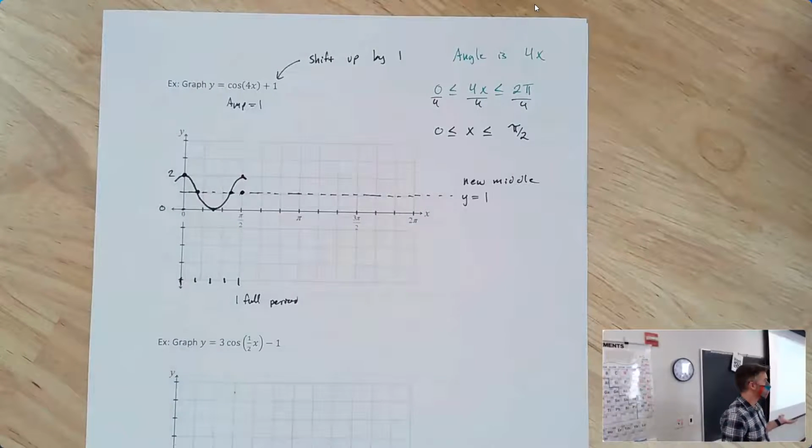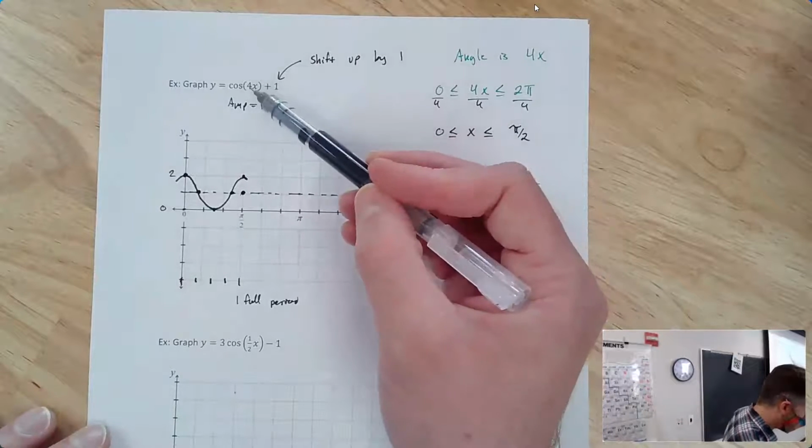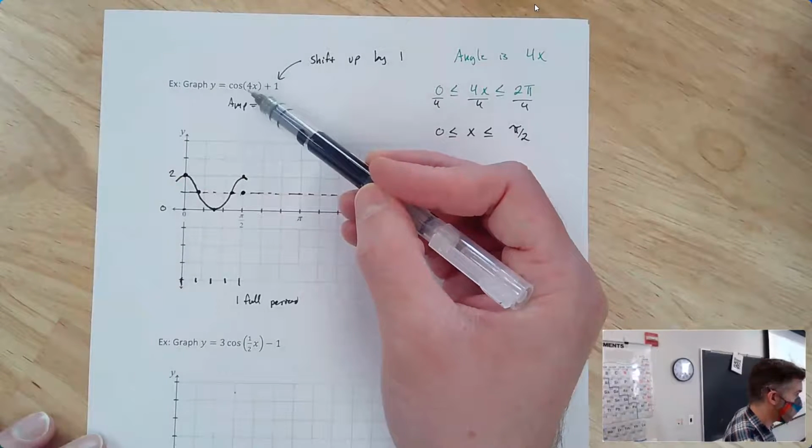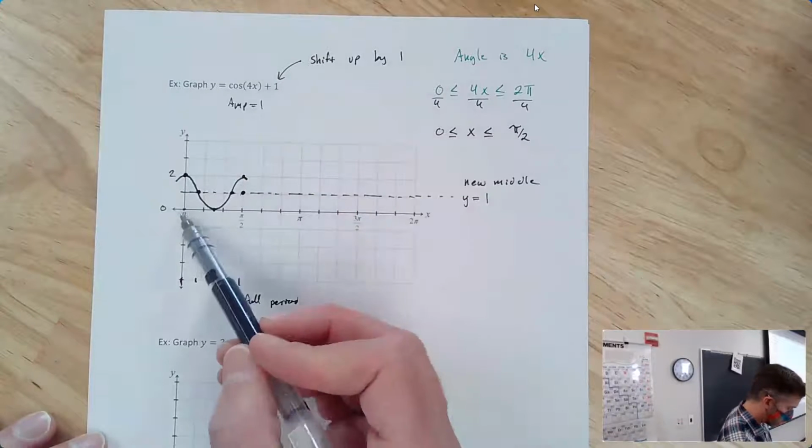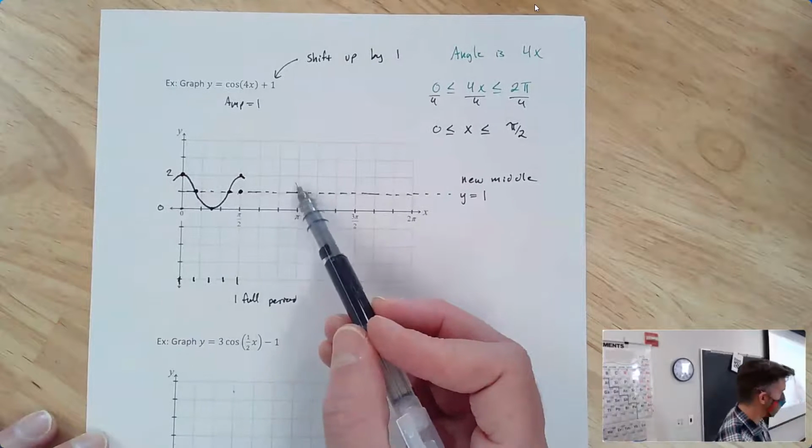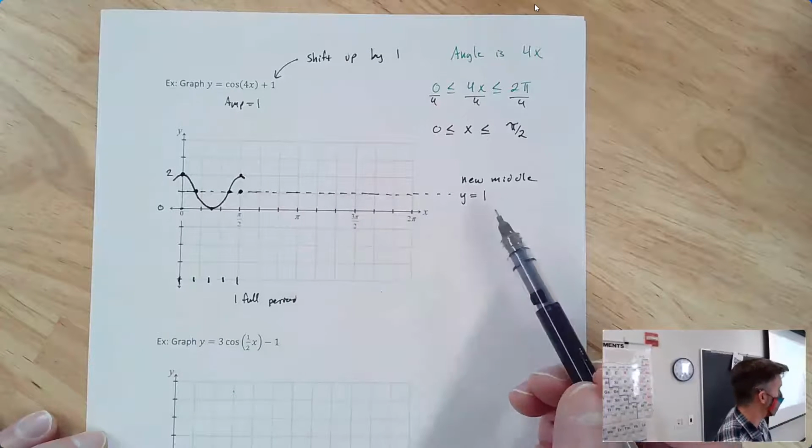Another way to think about this is instead of saying that you have one period in pi over 2 length, you have 4 entire periods in the length from 0 to 2 pi. So if I went from 0 to 2 pi, I would have 4 whole periods of this function.